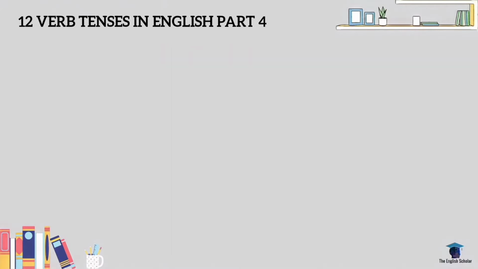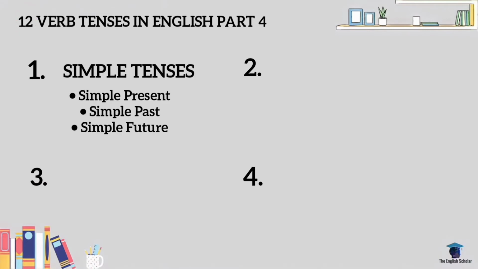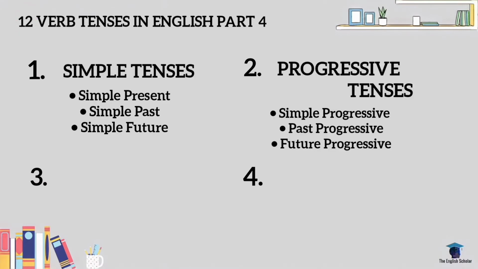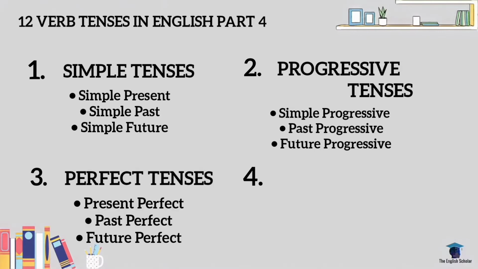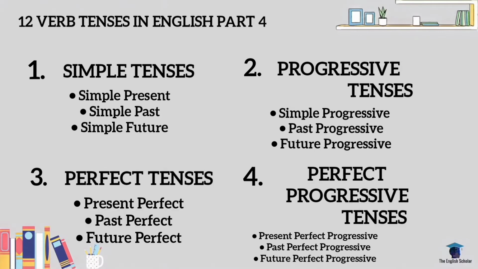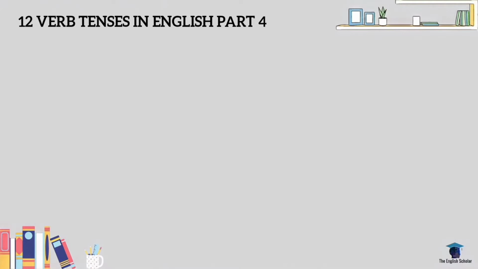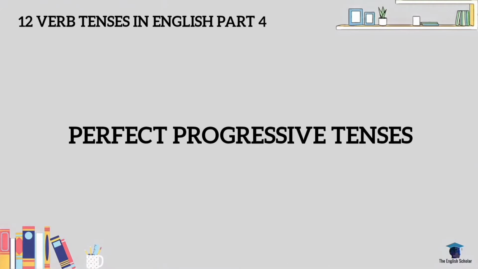So let's start. English has 12 verb tenses, and they are categorized into 4. 1. Simple tenses. 2. Progressive tenses. 3. Perfect tenses. And 4. Perfect progressive tenses. So in this clip, we are going to talk about perfect progressive tenses.